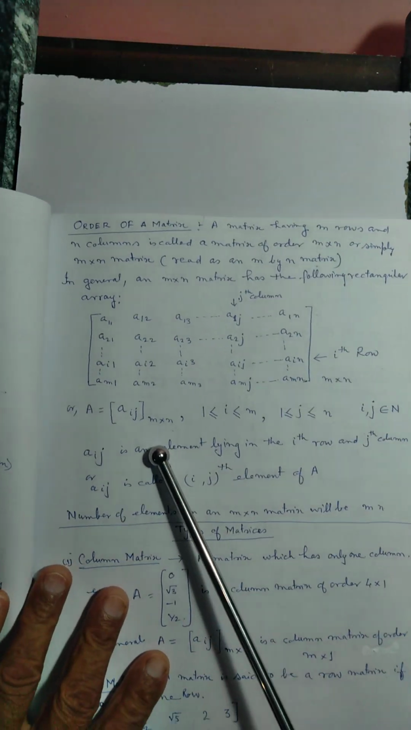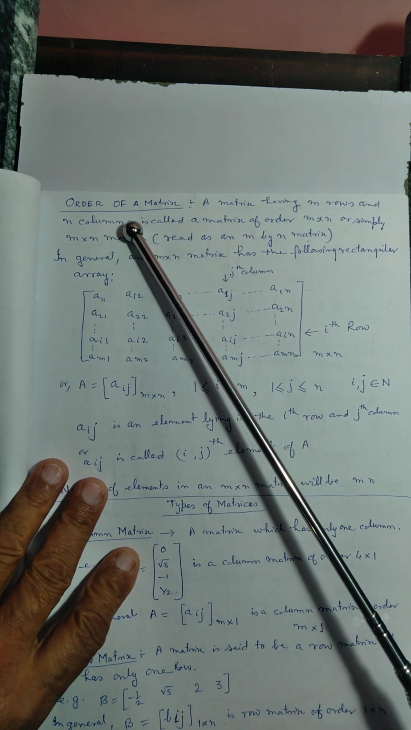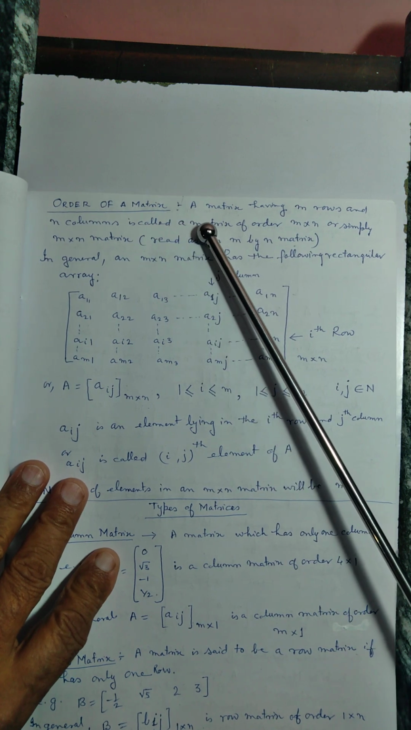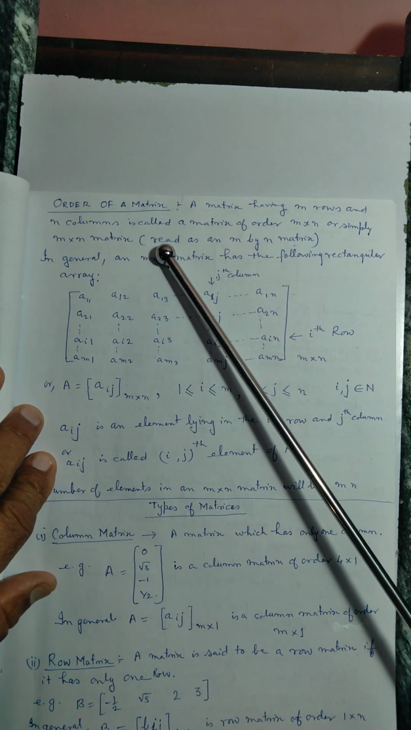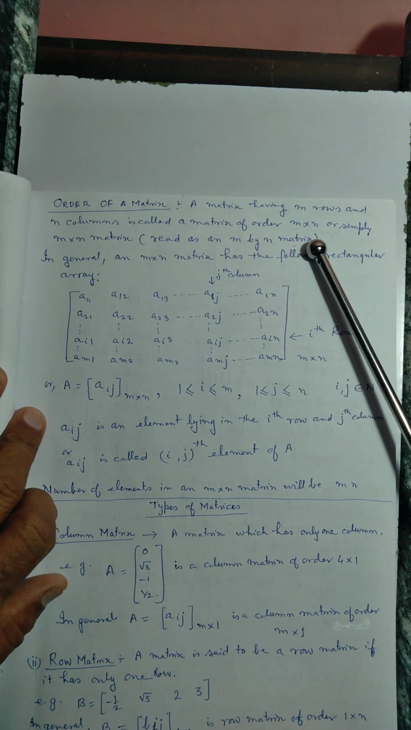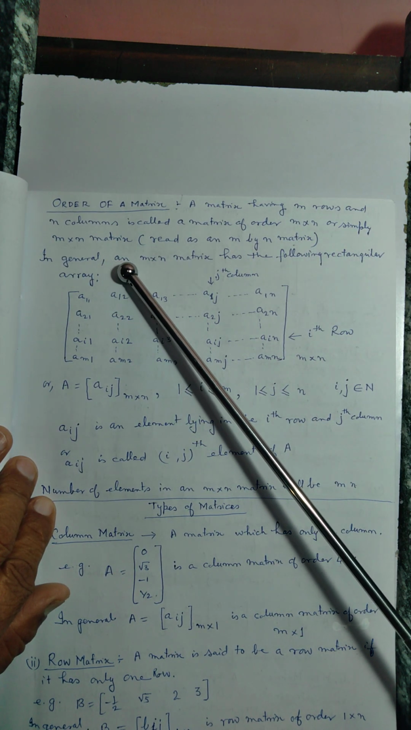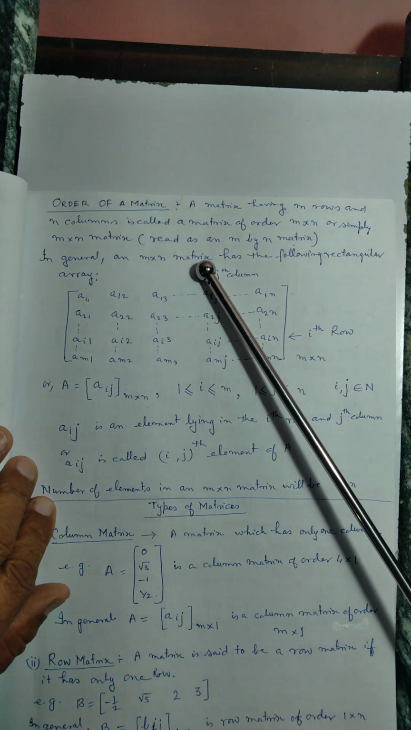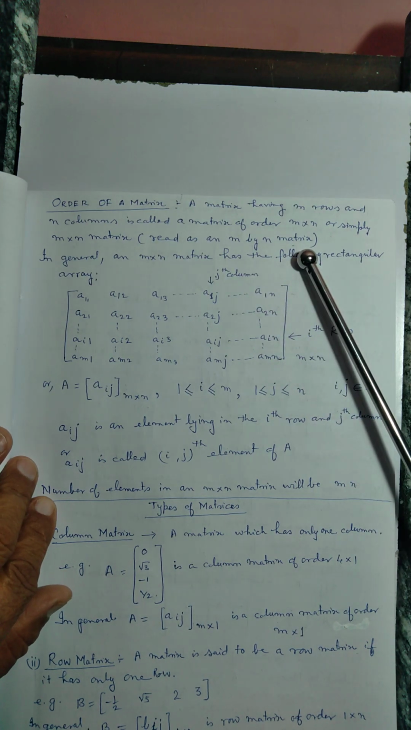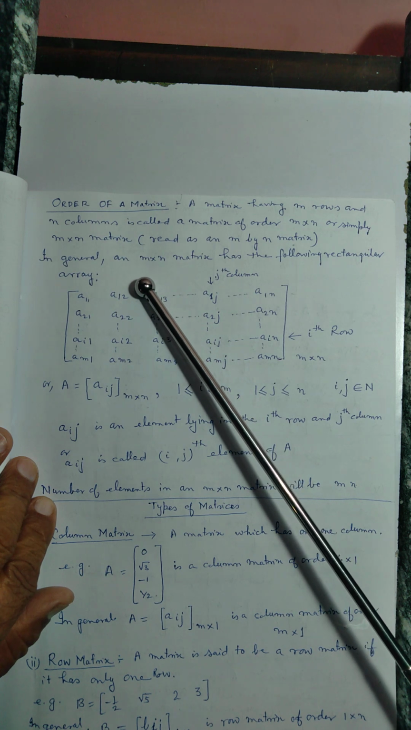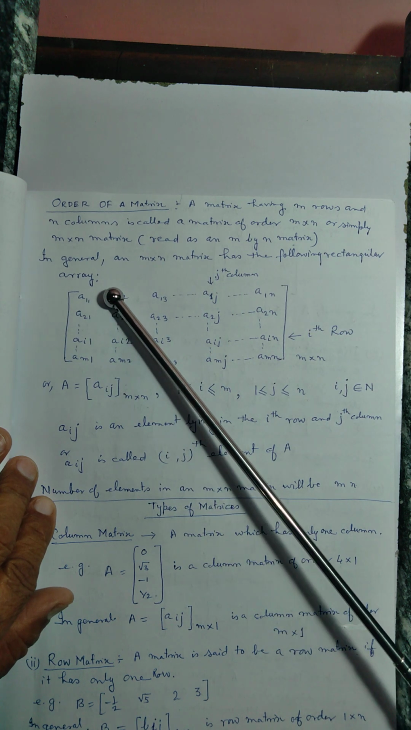Now, order of matrices. What is the order of a matrix? A matrix having m rows and n columns is called a matrix of order m into n, or simply an m into n matrix, which is read as an m by n matrix. In general, an m into n matrix has the following rectangular array.